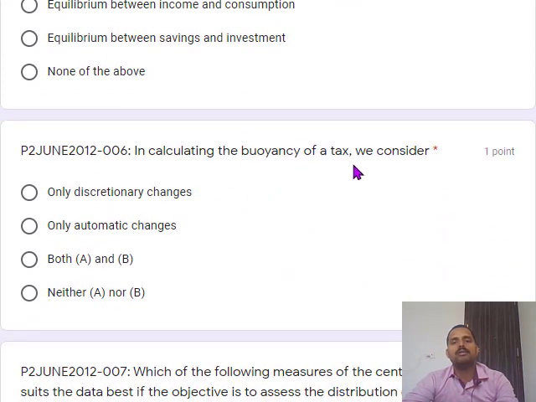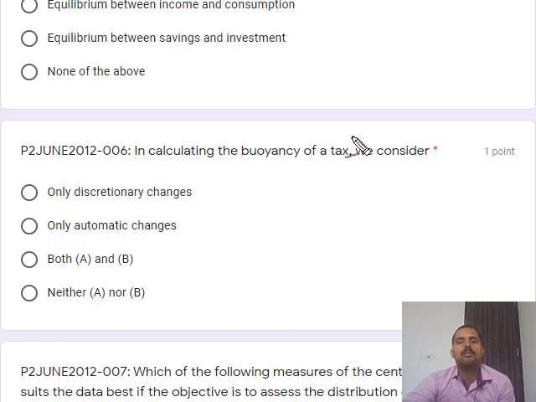In calculating the buoyancy of taxes, we consider ordinary discretionary changes or only automatic changes. First of all, what is the buoyancy of taxes? It is when the increase in the tax is more than the increase in GDP, especially when the percentage increase in tax is more than the increase in GDP. For example, if GDP increases by 10 percent and the tax collected increases by more than 10 percent, then we can say that there is a buoyancy of taxes.